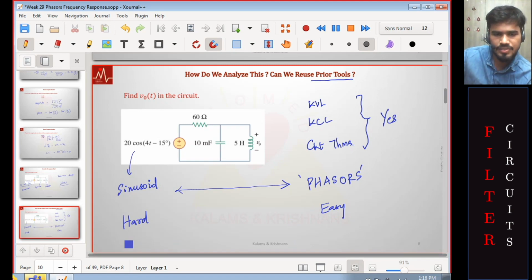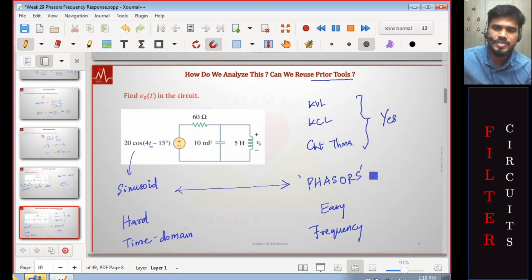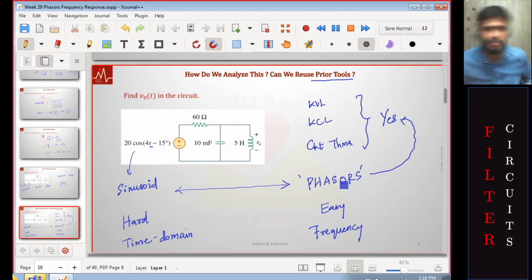This is known as a time domain representation. Things are functions of time. And this representation here is known as frequency domain. The moment you are dealing with phasors, you can start using all the tools that we already learned. That's what makes our life easy. So we have to learn this one tool.